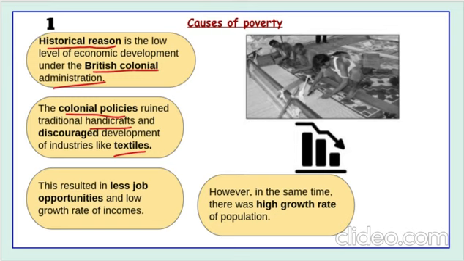Due to which, again, people had lost their jobs. There was no salary, no income, so poverty resulted. This also resulted in fewer job opportunities and low growth of incomes. But at the same time, there was a high growth rate in population. There was a population explosion, a sudden increase in the population, right? So again, too much population but not proper income to serve them. So that was again a cause.